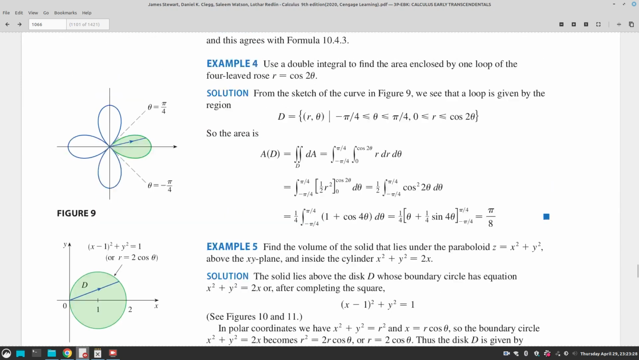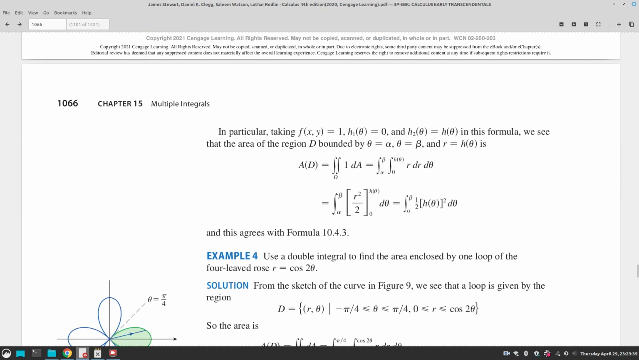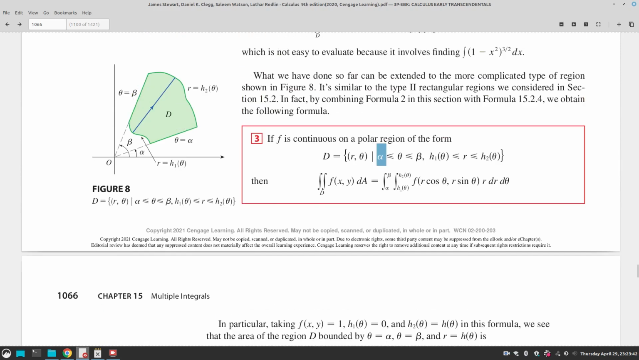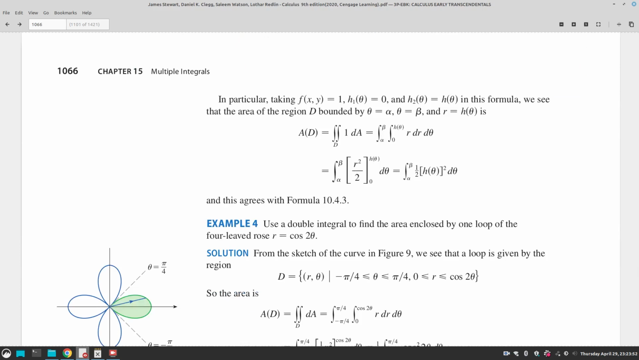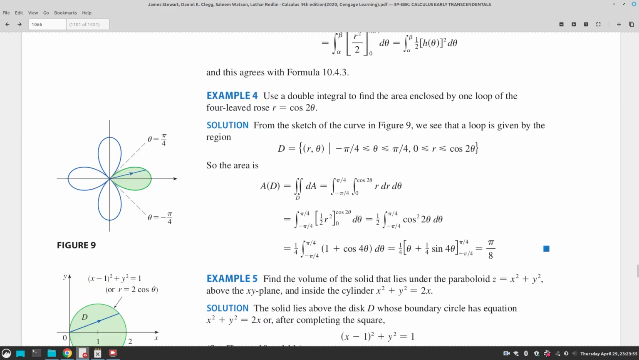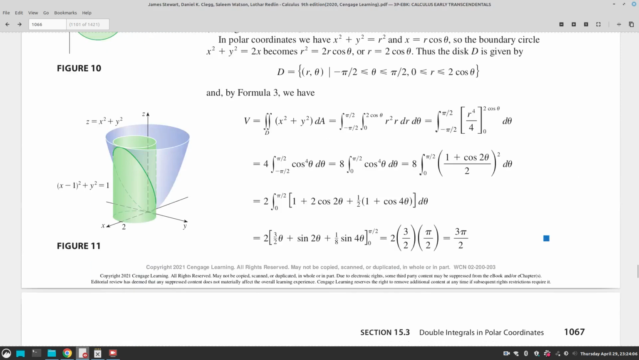But what's important is converting, right? For example, theta could be bounded between two functions of r, but that rarely happens. So we'll probably look at the situations where r is between two functions of theta. So, okay, let's look at this last problem, example 5.